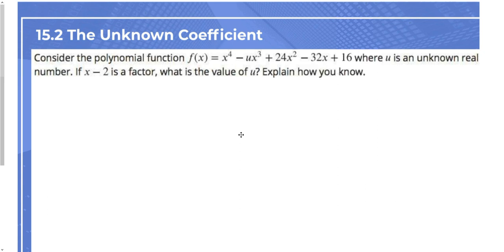All right. Consider the polynomial function x to the fourth minus u x to the third plus 24x squared minus 32x plus 16. U is an unknown real number.